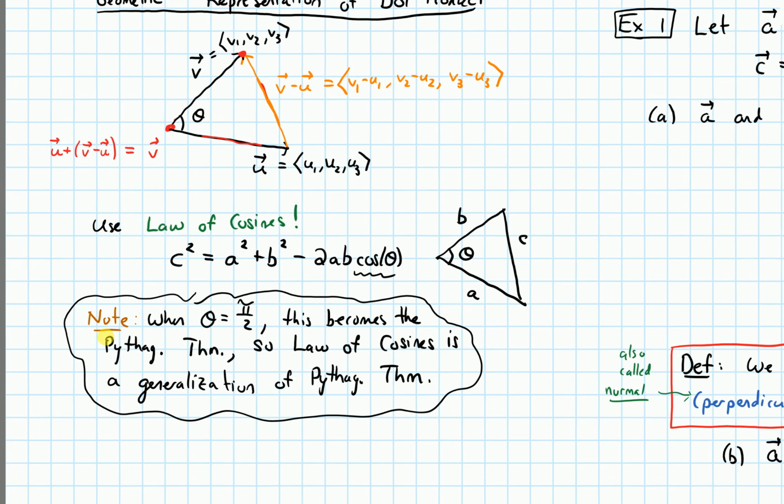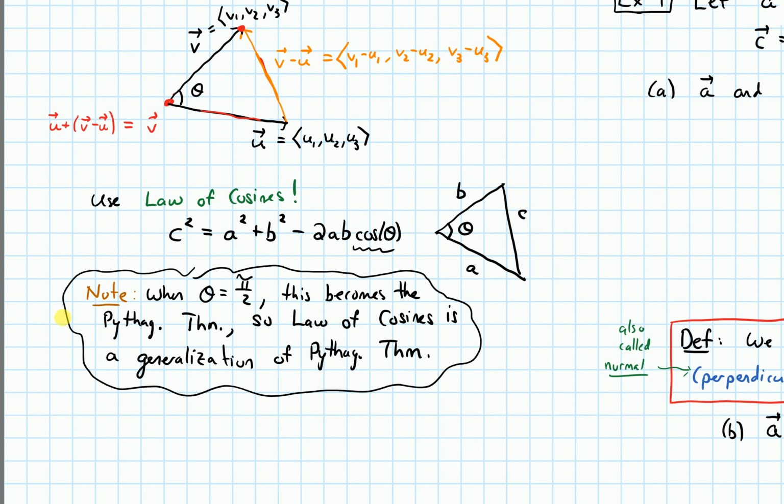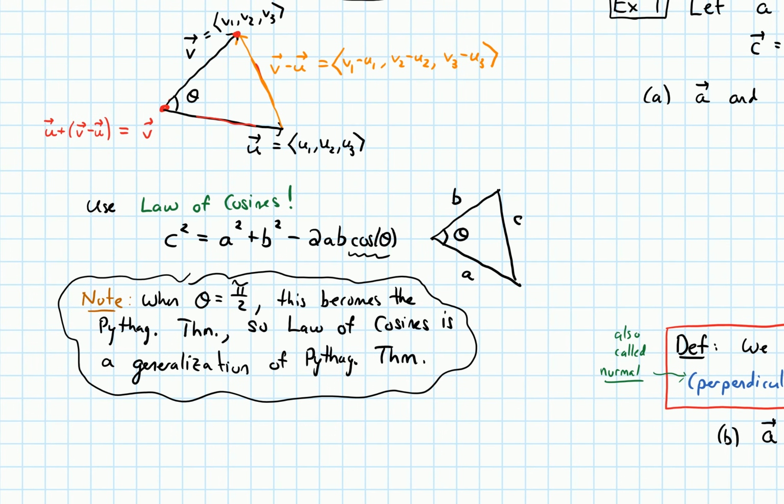Okay, so I'm going to try to keep it zoomed out a little bit so I can still see them. Okay, so using the law of cosines, I'm going to say that C is v minus u. So if we take the length of v minus u and we square that, the law of cosines says that should be equal to the length of u squared plus the length of v squared minus 2 times the length of u times the length of v times cosine of theta.